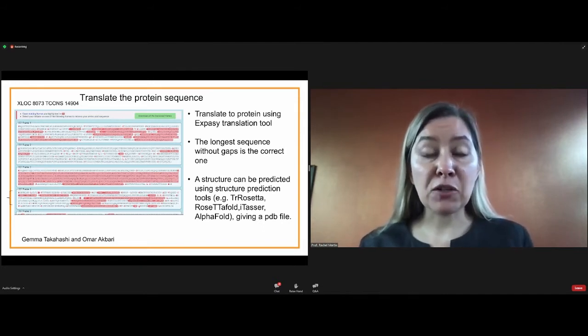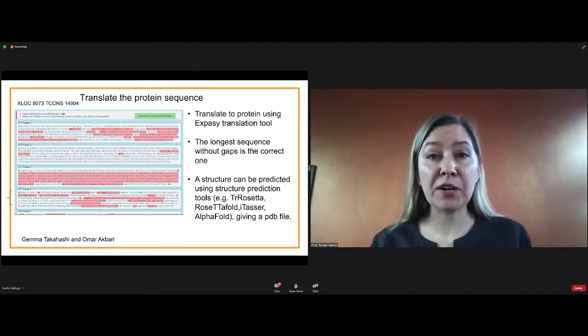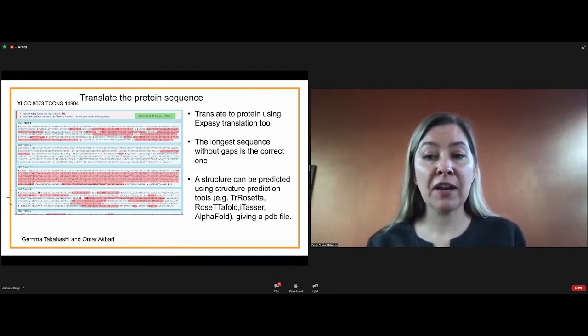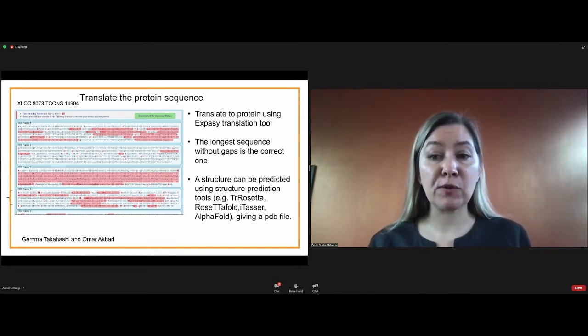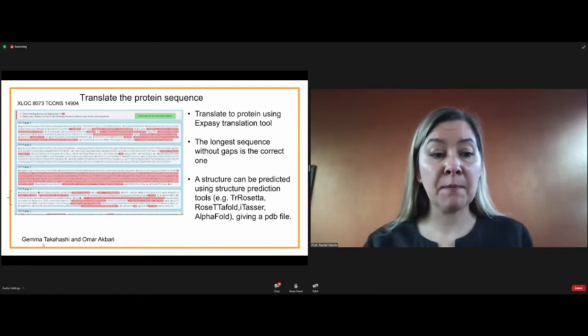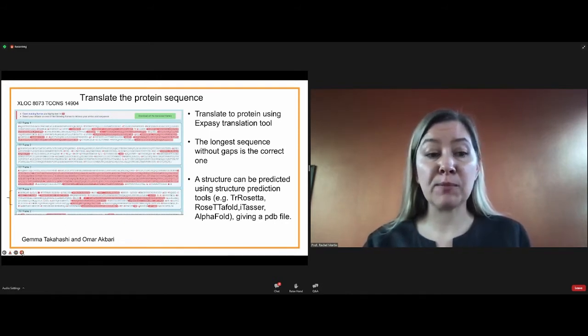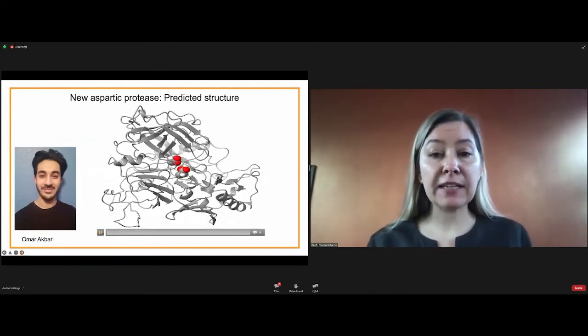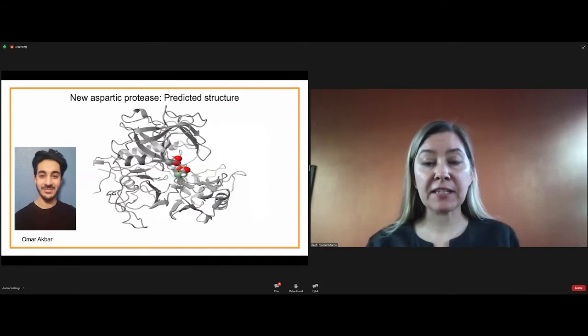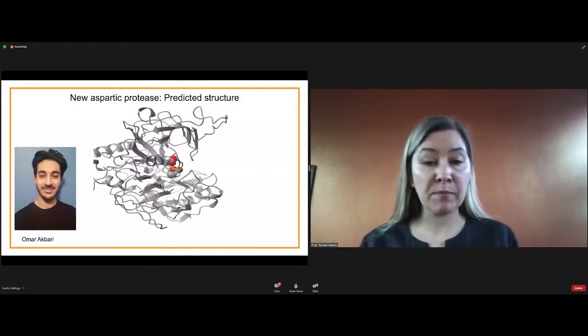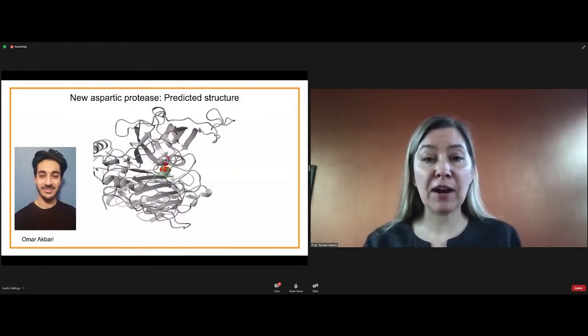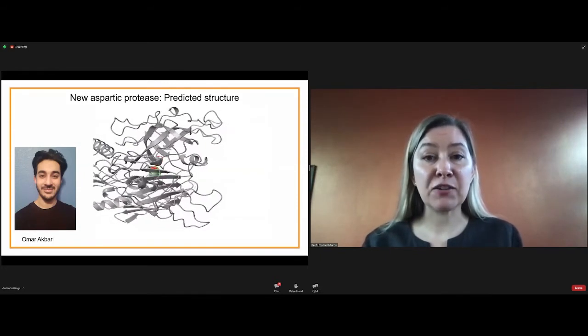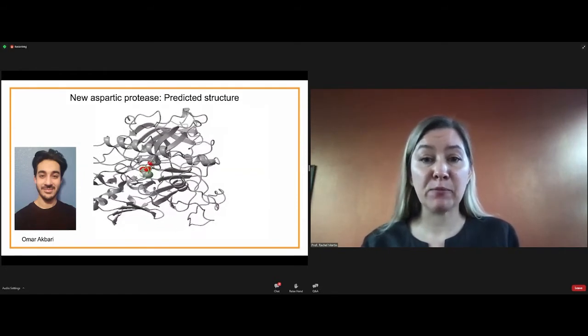We can use it to compare to other protein sequences, and we can predict the structure using one of the structure prediction methods that's out there. There are various versions of Rosetta. There's I-TASSER. There's AlphaFold. We've used them all at different times. They're useful in terms of being able to see what you think the structure could look like. And so this is our highly expressed aspartic protease, predicted using RoseTTAFold by Omar Akbari. So he's an undergrad chemistry major, and his undergrad project is he discovered a new enzyme, which is pretty cool.